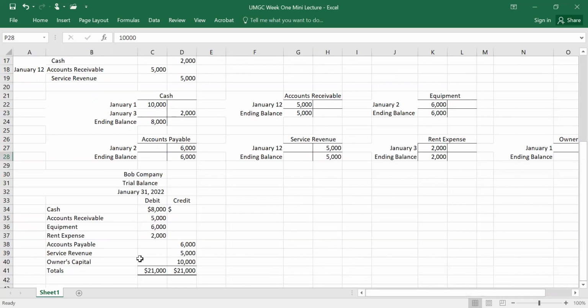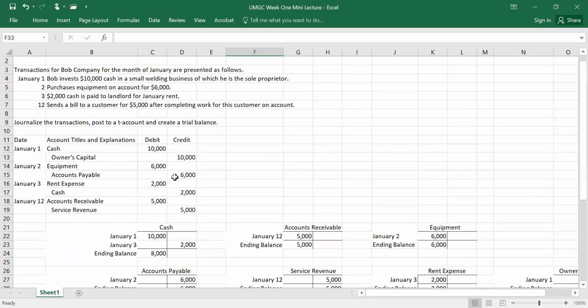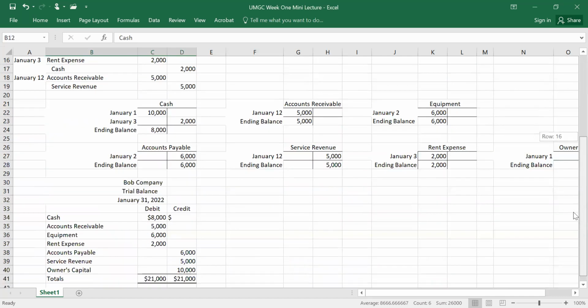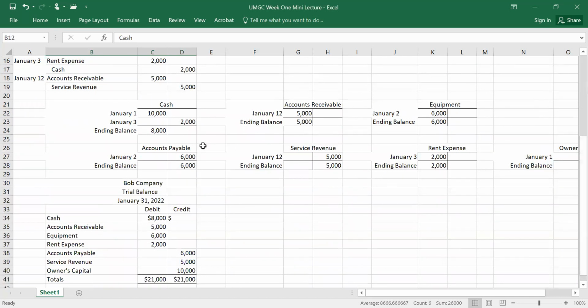The thing you're going to notice here, if you were to total this, my debits and credits equal. In accounting, your debits and credits must always equal each other. After every recording of a transaction, they have to equal each other. The T accounts, debits and credits have to equal each other. And in your trial balance, your debits and credits are going to always have to equal each other.